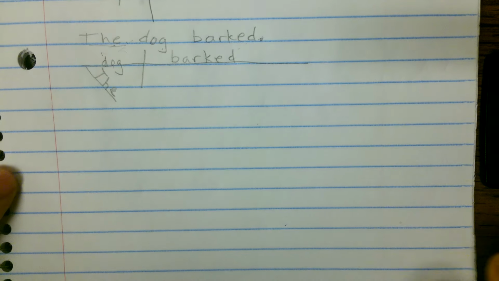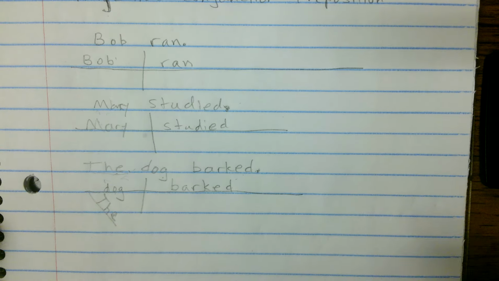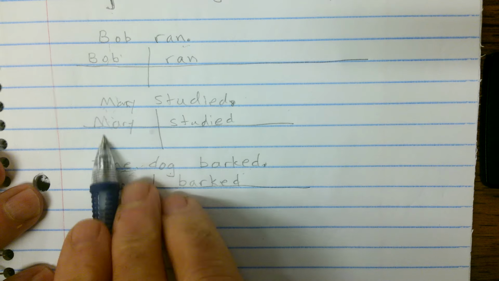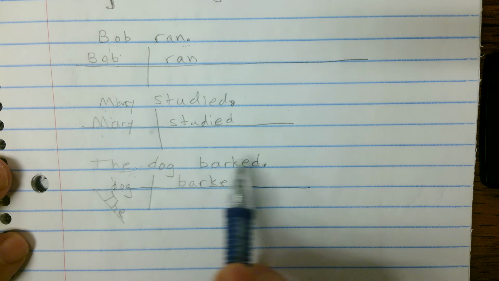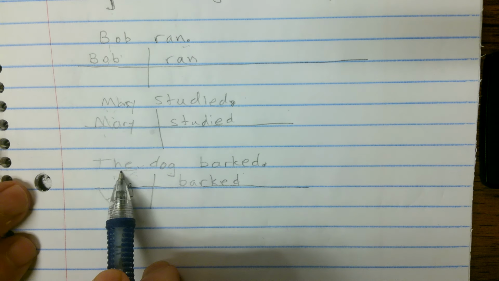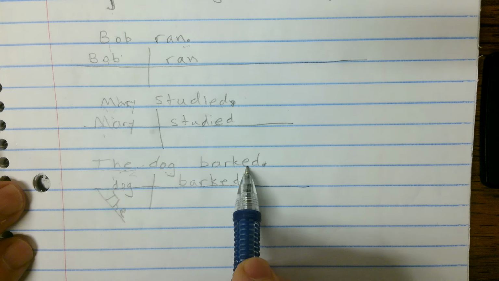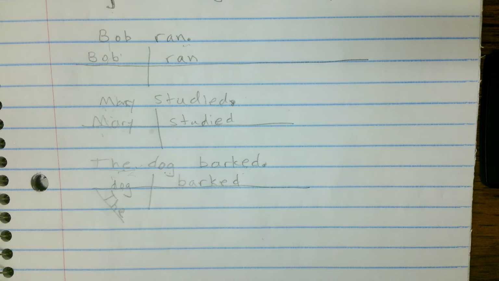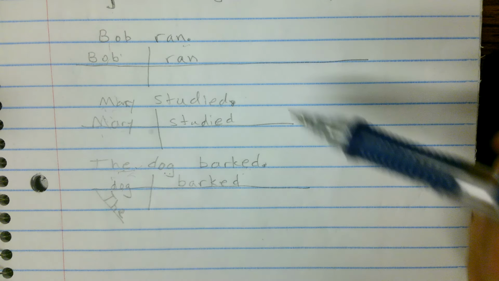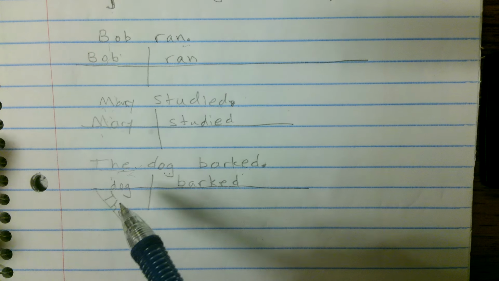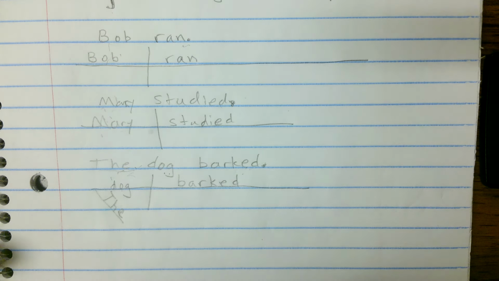So take a look at the example. Bob ran, noun, verb, Bob ran. Mary studied, noun, verb, Mary studied. The dog barked, adjective, noun, verb. So far, quite simple. It's going to get a little more complicated as we move along, but that's okay. Here's the whole thing I want you to get from this: what is the relationship of the words together? So let's do another one.